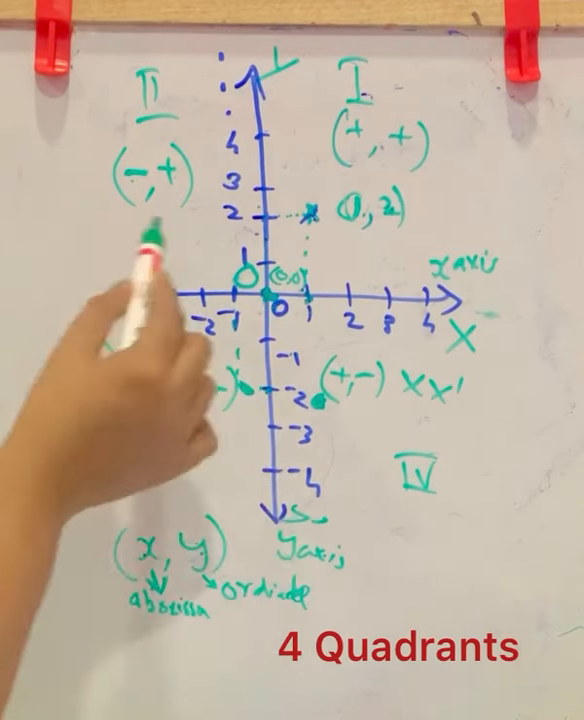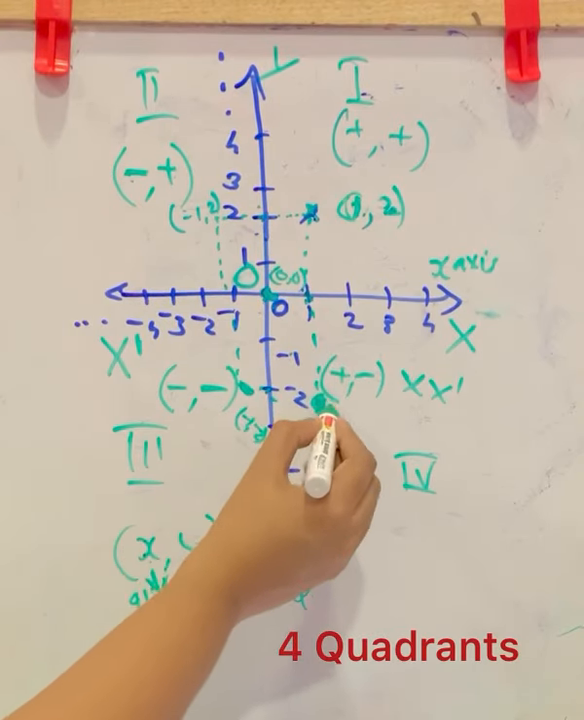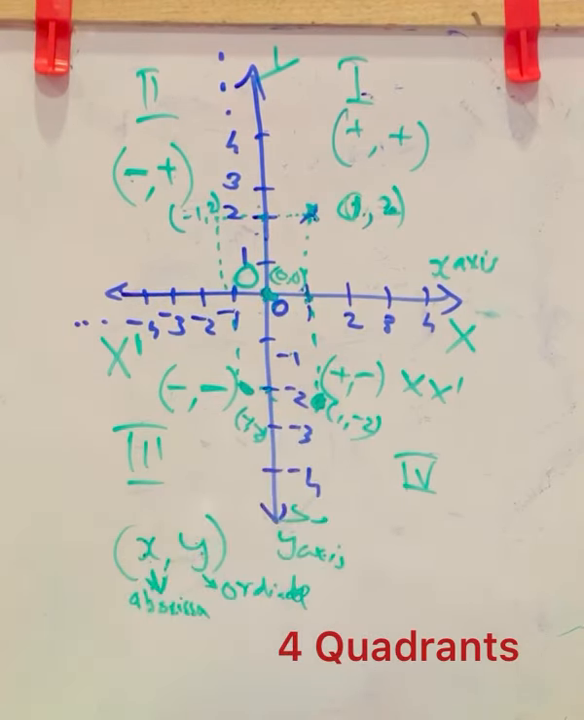Here we have negative 1, positive 2. Here positive 1 and 2. Here negative 1 and 2. Here we have negative 1, negative 2. Here we have 1, negative 2. So all the points are different. That is, each point is a unique point in this plane. Each value is different.